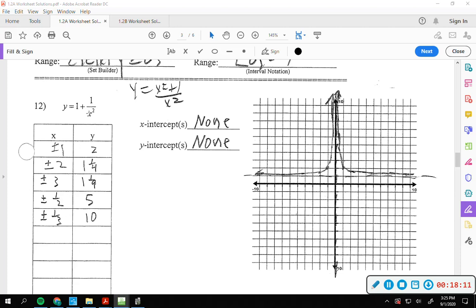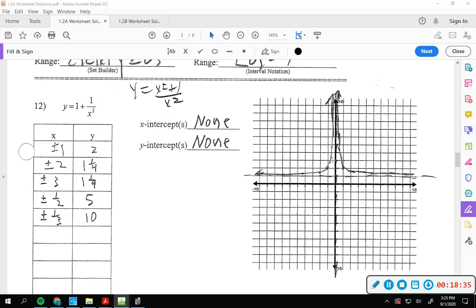If you plug in 1/2 and square it, you get 1/4. 1 over 1/4 is 4. And 4 plus 1 is 5. You can do these. Plus or minus 1/3. When I square it, I get 1/9. But 1 over 1/9 is 9. 9 plus 1 is 10.